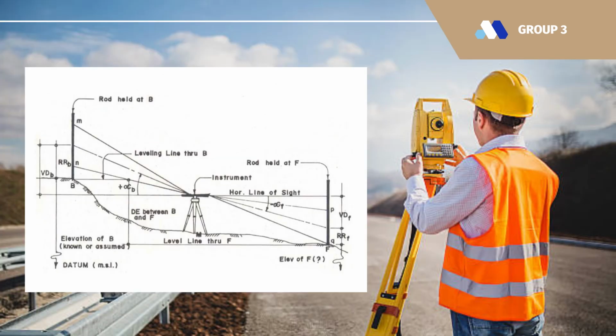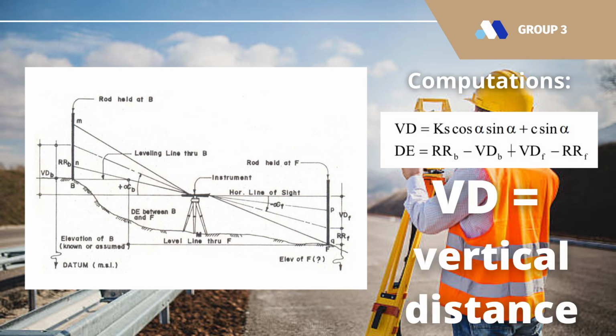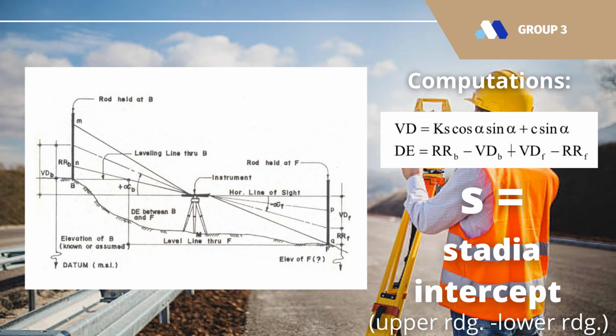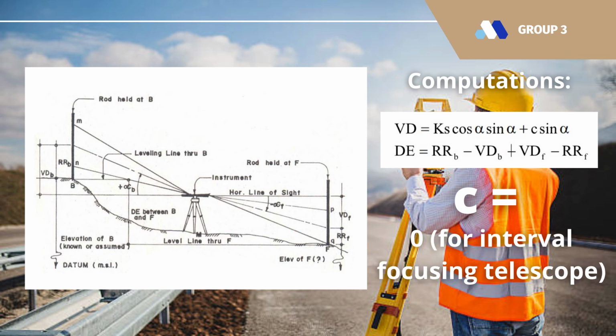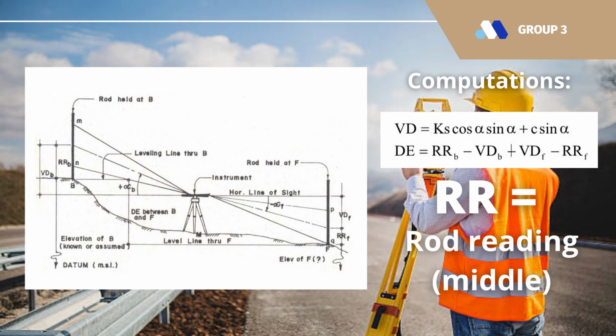So as you can see in the figure, the instrument is not placed in a horizontal position, so that is stadia leveling. We can compute that by this given formula, where VD is equal to vertical distance, K for stadia interval factor, S for stadia intercept, and C can either be the distance from the center of the instrument up to the principal focus, or for an internal focusing telescope it is 0. DE is the difference in elevation, and RR is the rod reading in the middle.